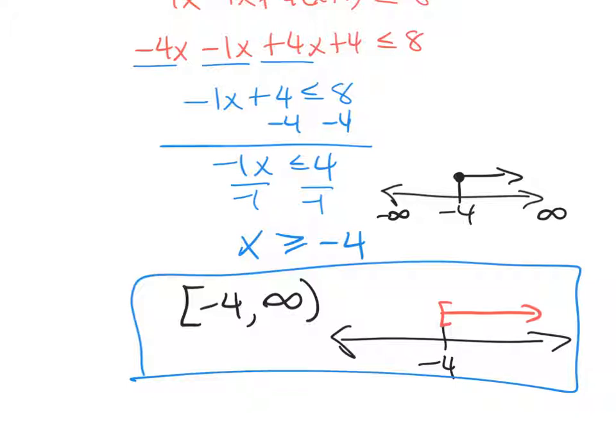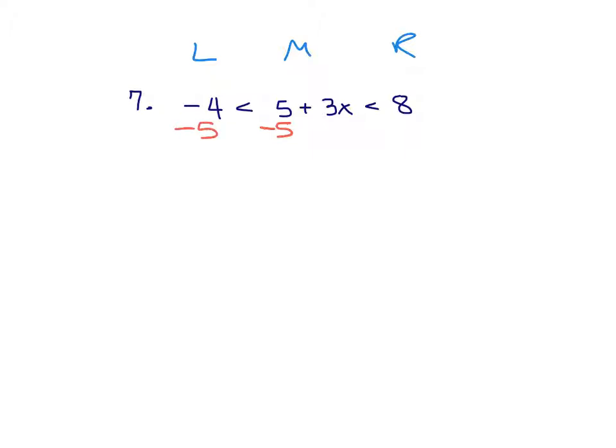Next one is the compound that I had written in green on that other slide, where we don't have infinity in our answer. So here we go. I've got a left, a middle, and a right. I need to do the same thing to all 3 parts of my problem. So I'm going to subtract 5 from the middle, from the left, and from the right. I end up with negative 9 is less than 3x is less than 3.